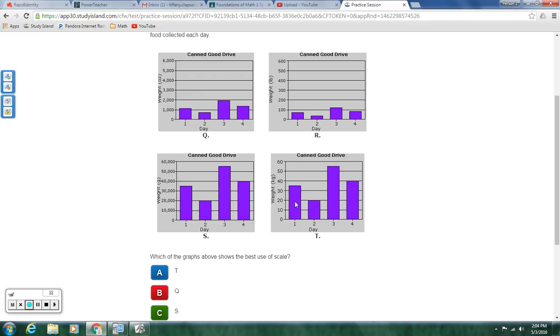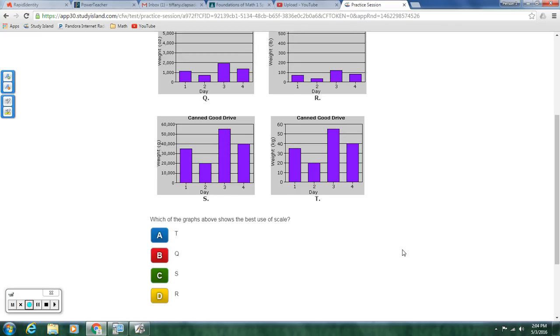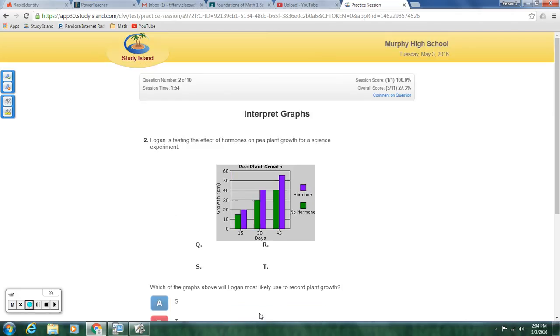What do you think? T? Okay. Well, T and S kind of look the same, don't they? But this one goes by 0 to 60, talking about kilograms. This one goes by grams. Which one do you think is better? T? So are we going with T? Okay, we'll go with T. Yay! T.